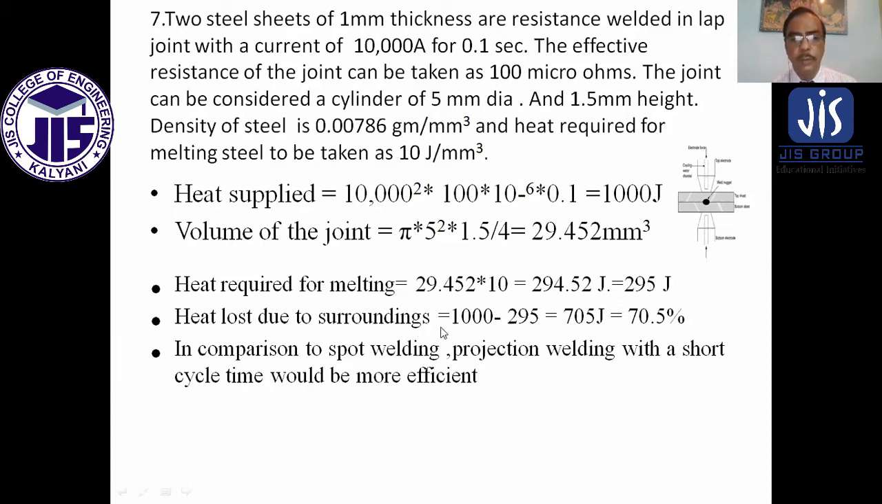Heat loss due to surroundings is 1000 minus 295. This is heat supplied and this is heat required. So heat loss is 1000 minus 295 is equal to 705, that is 70.5%. So in comparison to spot welding, projection welding with a short cycle time would be more efficient.